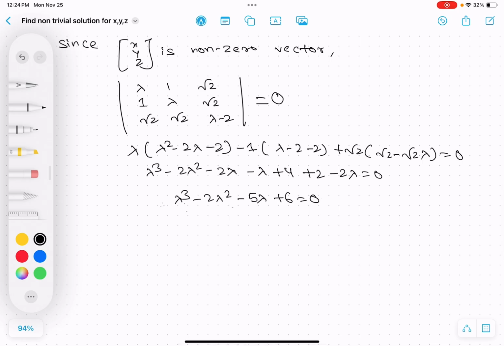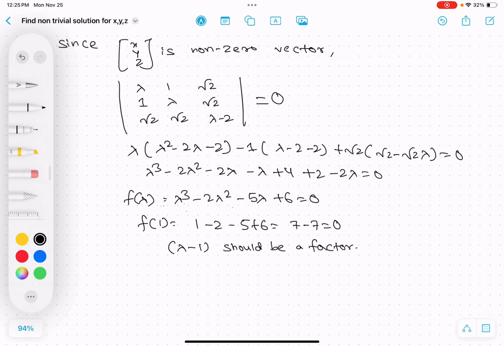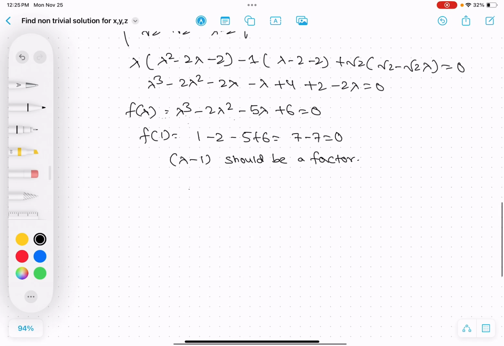Now notice that if this is a function of lambda, then f of 1 is 1 minus 2 minus 5 plus 6, which is 7 minus 7, which is 0. So if f of 1 is 0, we know from the factor theorem that lambda minus 1 should be a factor. Now we want to find all the factors, so I just need to divide this expression by lambda minus 1 and get the other factor. I can do long division, but synthetic division will be more helpful because it's shorter. You can definitely try long division, but let's go with synthetic division.